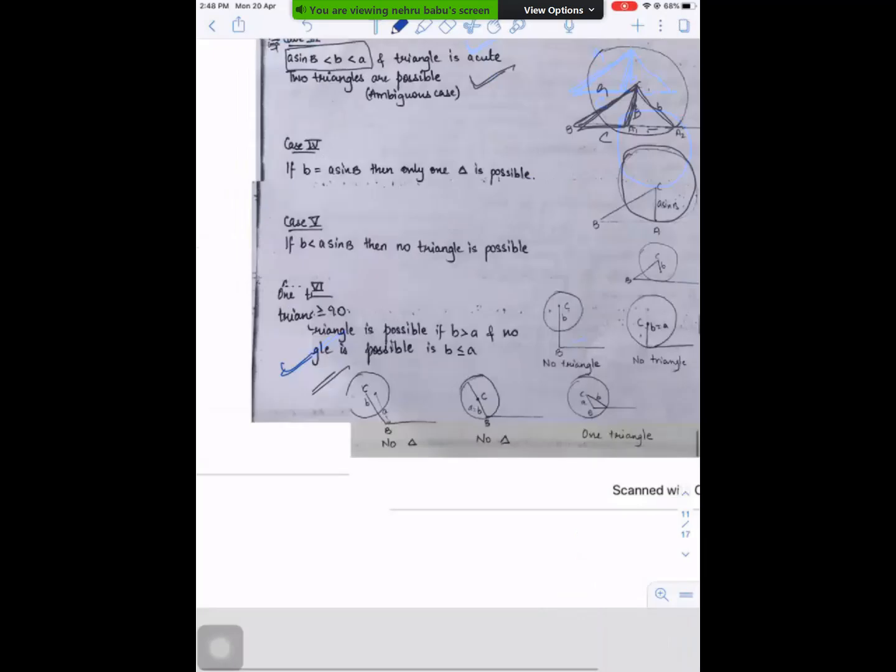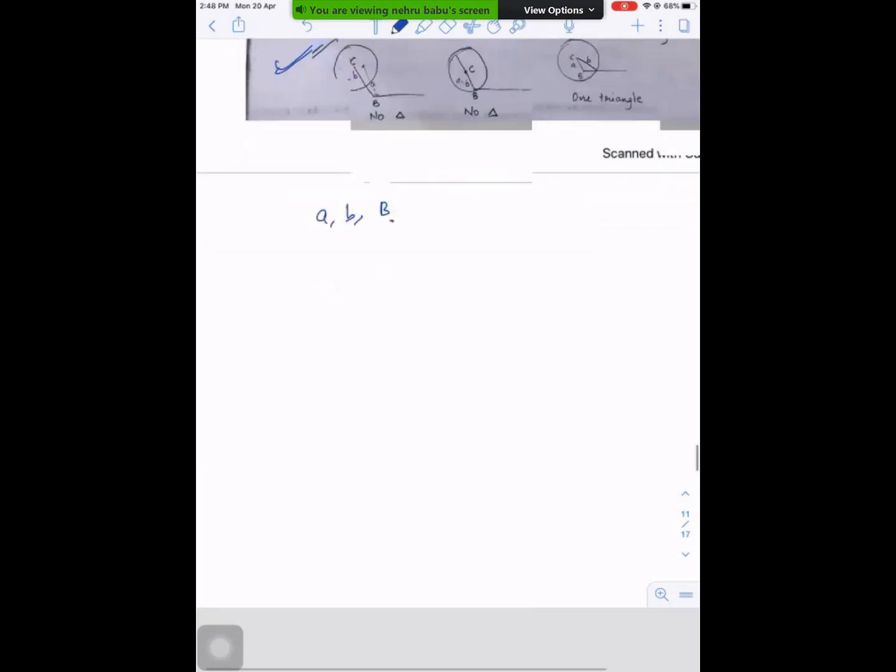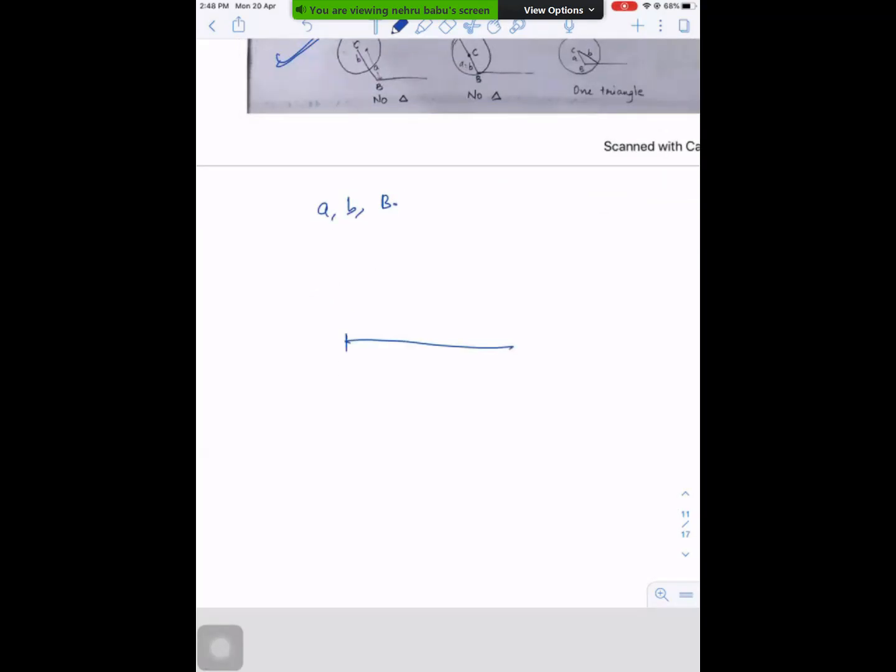here what we are doing in all these cases is giving small a, small b, capital B. He is giving only these results. So small b is given, meaning this is B, this is C. This A is given.